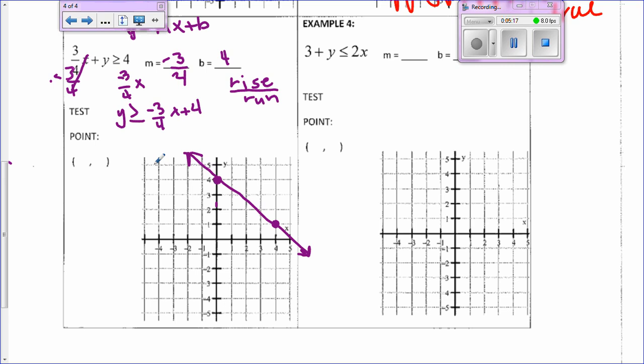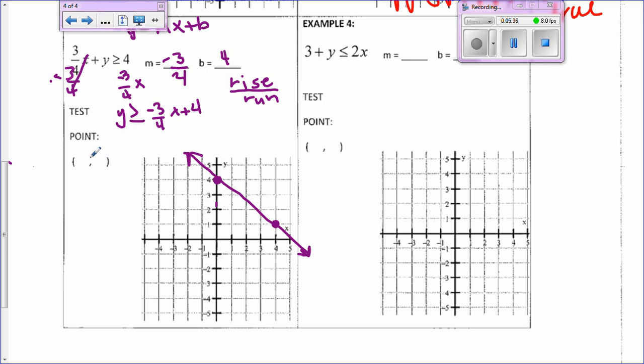Now we're going to go ahead and do some test points. We need our test points so that we know which side to shade on our graphs. And the side that we're going to shade in our graphs is pretty much saying that all of those points on that side of the graph are included in the solution.